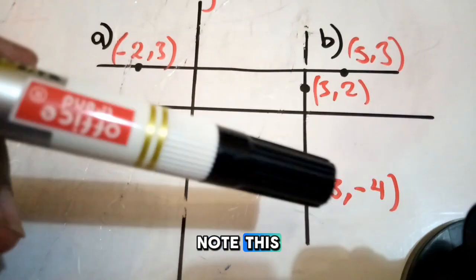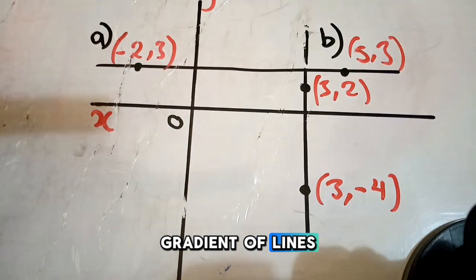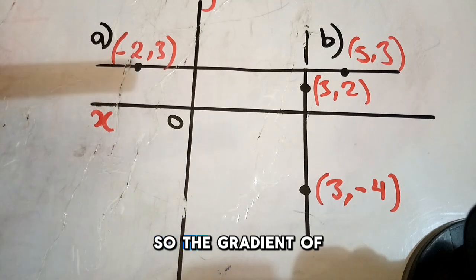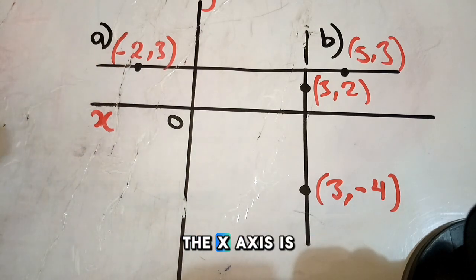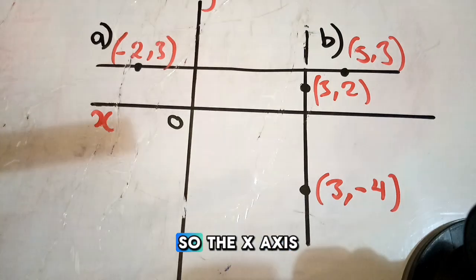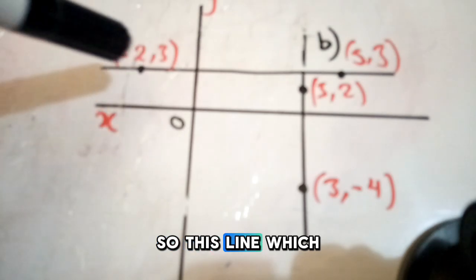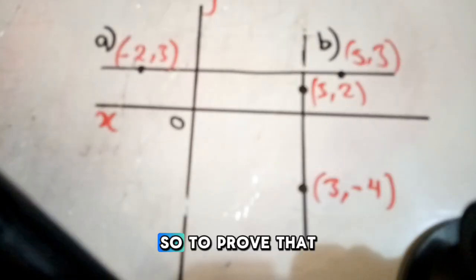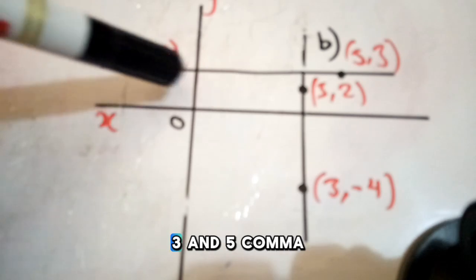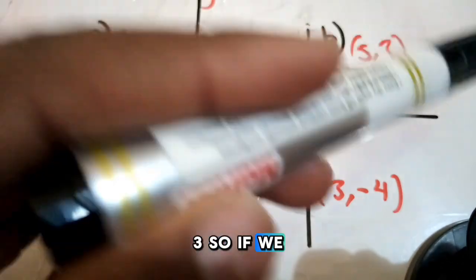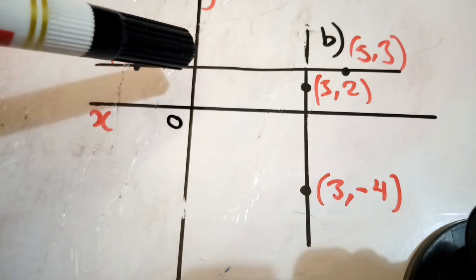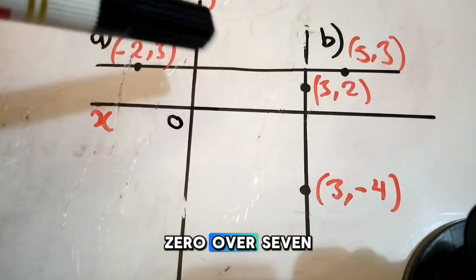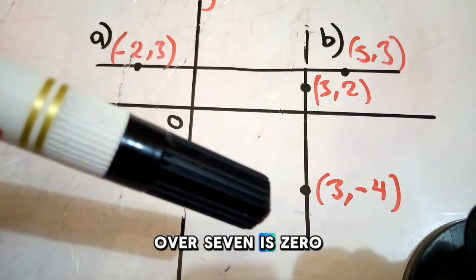Now, you need to note this when we're finding the gradient of lines which are parallel either to the x or y axis. So, the gradient of any line which is parallel to the x-axis is always 0. So, the x-axis is this one. So, this line which is parallel to the x-axis will give you a 0 gradient. To prove that, we have negative 3, 3 and 5, 3. So if we say 3 minus 3, it would be 0. And 5 minus negative 2 will be 7. So it would be 0 over 7. Now we know 0 over 7 is 0.